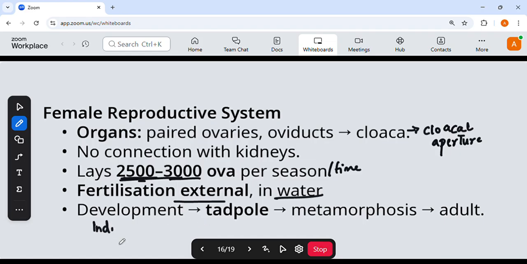Okay, development, how is it happening? It is basically indirect. Development is indirect through the tadpole larva. In the tadpole larva, we can see the metamorphosis. Basically, they undergo metamorphosis to convert into the adult frog. So this is about the female reproductive system.